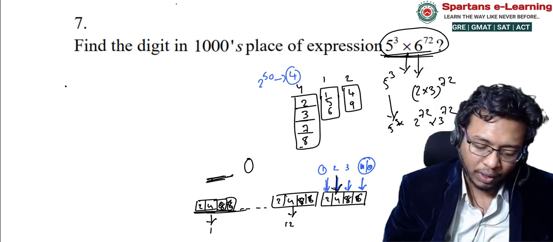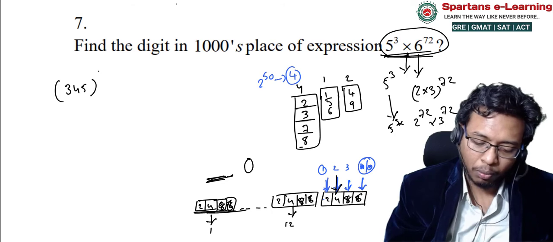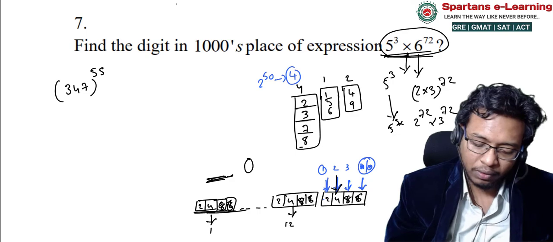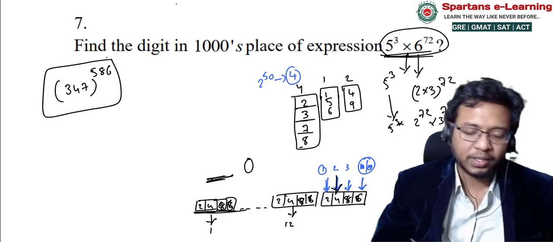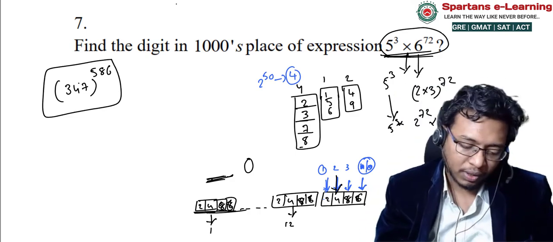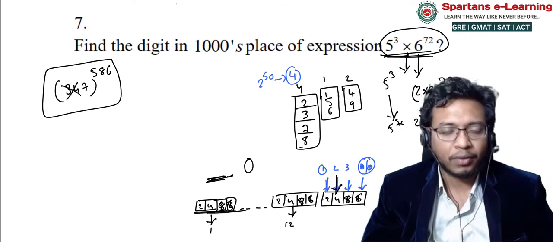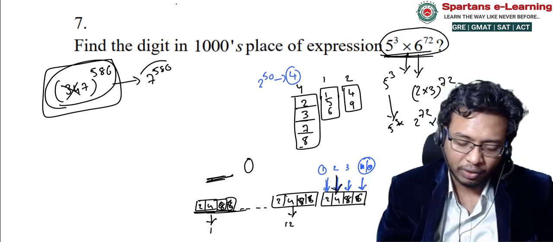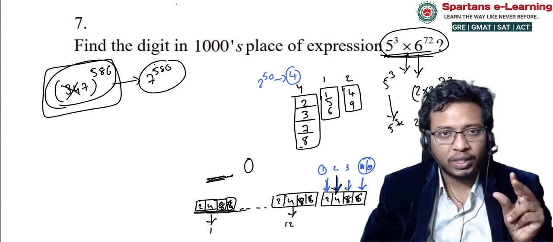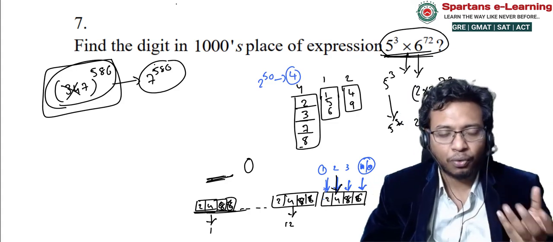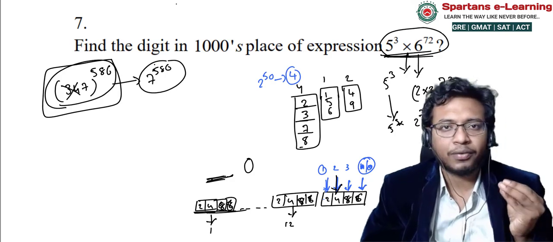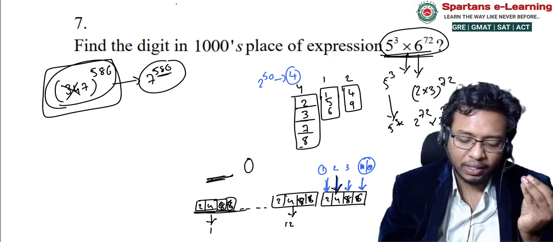Now you are asked to find 347 whole power 586. Find the units digit of this number. So the first thing you will do is strike off all the numbers just before 7. Just take 7, so 7 power 586. To find the units digit of this number, just find the units digit of 7 power 586. I told you 2, 3, 7, 8 will have a cyclicity of 4, right? The cyclicity of 7 is 4. That means what you have to do is divide this number by 4.